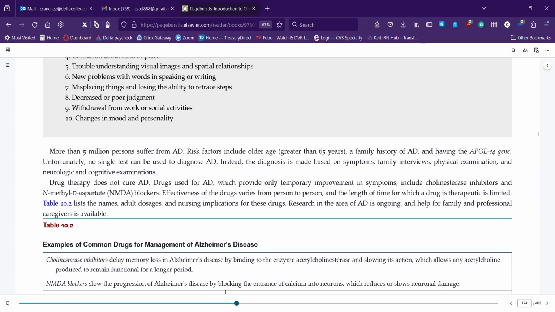So, risk factors include older age, so greater than 65, a family history, and then having the APOE gene. So these are the things that cannot be changed, okay?